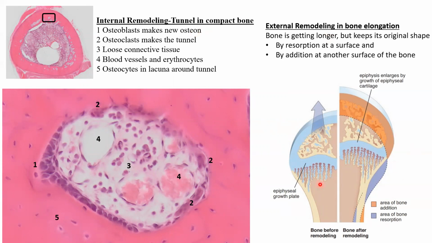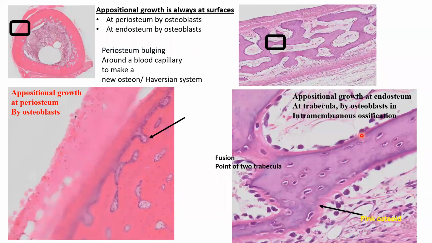Okay, now this would be the external remodeling. What does it mean? It means that the bone is elongating, right? But in order to keep the shape, somewhere osteoclasts have to remove bone, and in another place osteoblasts have to add bone. Okay, so this is an image for you. Appositional growth is always at the surface. So this is at the periosteum. Again, look at the zoom sign. We are at the periosteum. And you see how the periosteum is popping out, right? That's where there's a little blood vessel and it's going to start making a new osteon. This is what you can see very nicely on that animation that was in the original lecture.